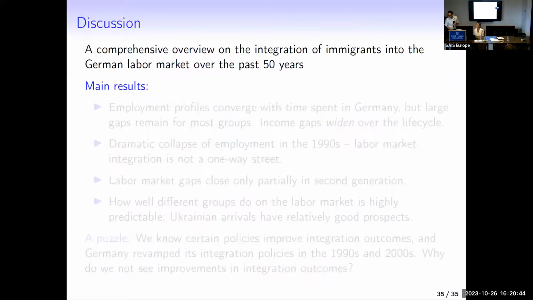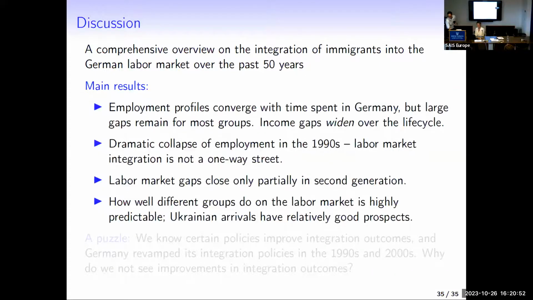Okay, I want to conclude. I wanted to give you a little overview of integration outcomes in Germany over the last 50 years. We saw a few basic patterns. We see convergence in employment, but for many groups, we have large gaps remaining. Income gaps actually widen over the life cycle. We saw a dramatic collapse of employment for some groups in the 1990s. So integration is not a one-way street. As a policymaker, you should remain on guard about what happens to your migrant groups, even if for the moment things look okay.